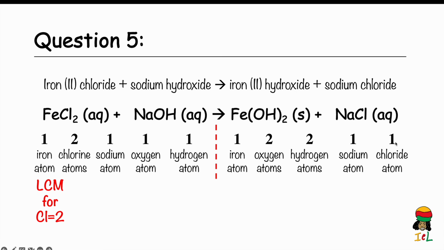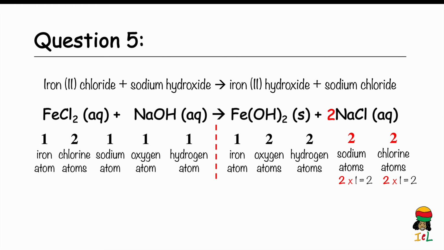The multiplier that would increase 1 chlorine atom to 2 chlorine atoms would be 2, so we put 2 in front of the chemical formula that contains the chlorine atom. As a result, we have 2 times 1 sodium atom to give 2 sodium atoms and 2 times 1 chlorine atom to give 2 chlorine atoms. So note that the number of sodium atoms on the product side has changed to 2, and there's only 1 sodium atom on the reactant side.